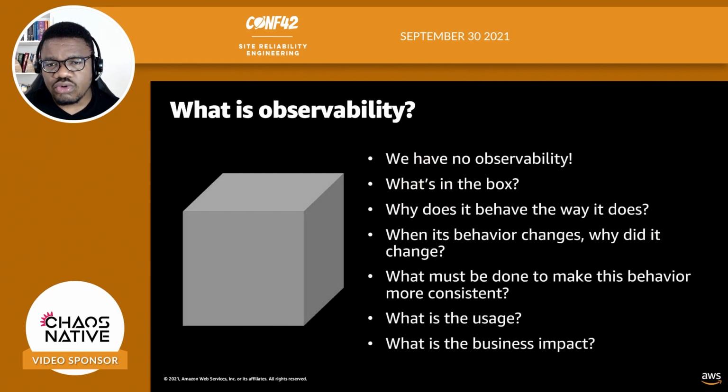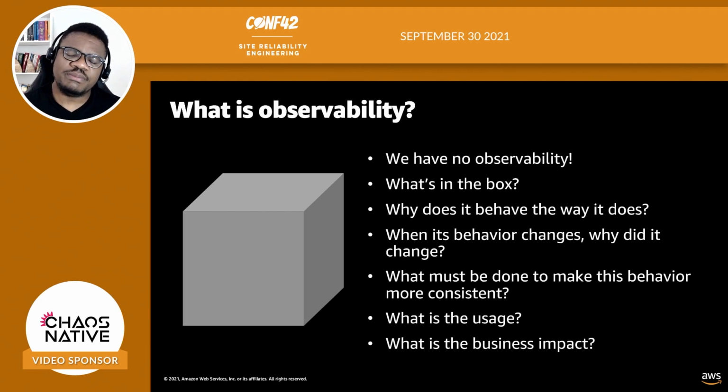So why did you experience a lot of the things you experienced, and why couldn't you resolve that? I think there are a couple of questions that come to mind. The first one is that you didn't have any observability, so you didn't know anything that was happening in the box. Some of the questions that you might be asking are: what is in that box? Why does it behave the way it does? When its behavior changes, why did it change? And what must be done to make this behavior a lot more consistent? Because you want consistency so that you can keep processing those green circles.